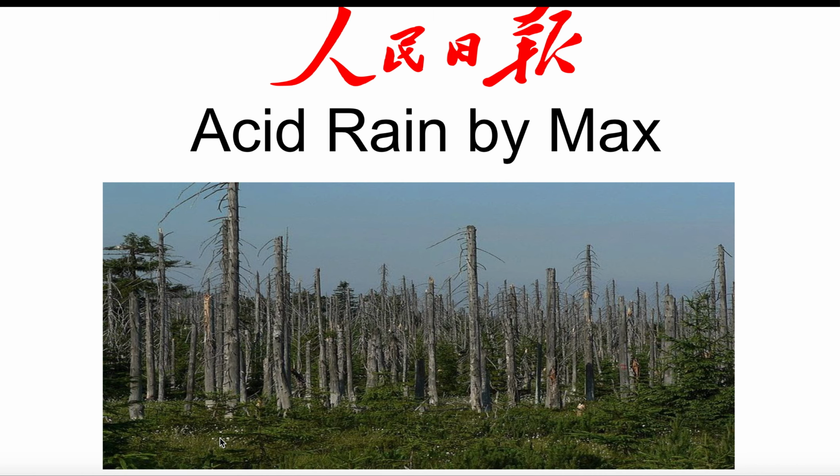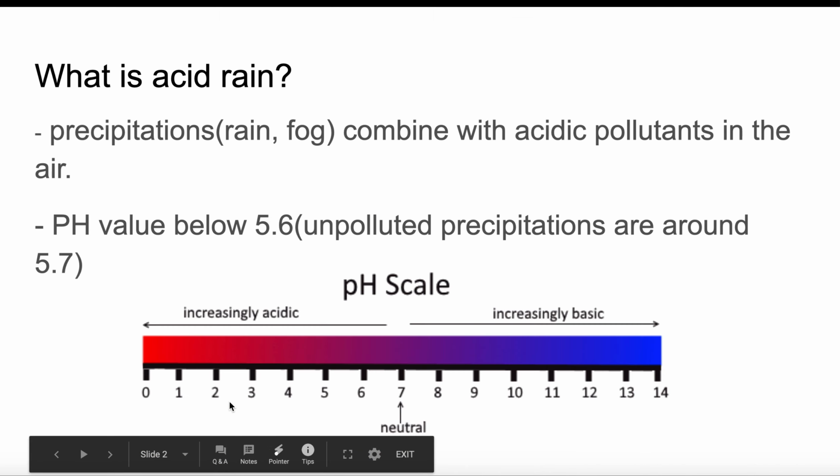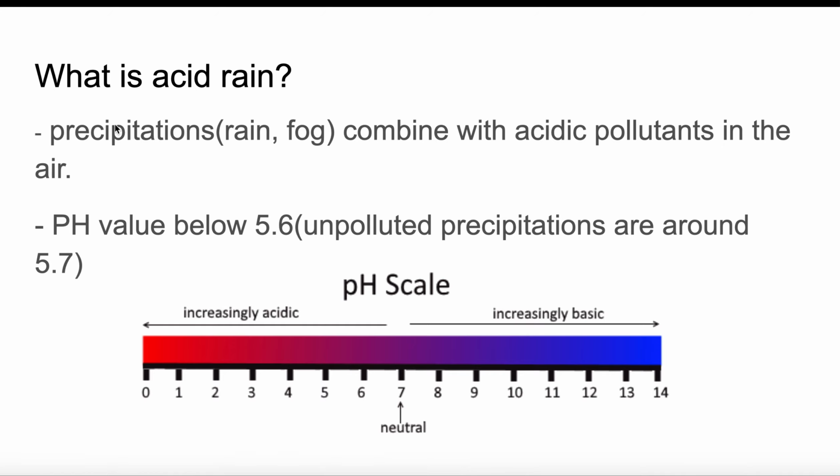So firstly, let's talk about what acid rain is, or the definition of acid rain. First of all, I have to explain that acid rain is not only about rain. It's talking about all kinds of acidic precipitation, including rain, snow, fog, and so on. And natural precipitation combined with some acidic pollutants such as carbon dioxide in the air forms acid rain.